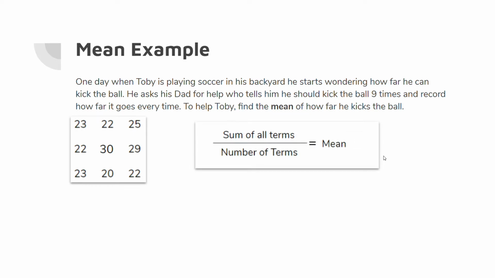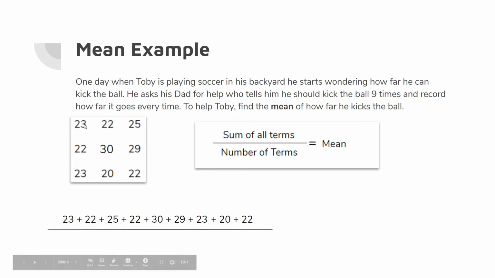Okay, let's take a look at our equation here. So, mean is the sum of all terms. So, to find the sum of all terms, we need to add them up, right? So I went ahead here, helped you add them up. 23, 22, 25, 22, 30, 29, 23, 20, and 22. That's all the terms over here. But they're now over here. So now we have to divide those sum of all terms by the number of terms.